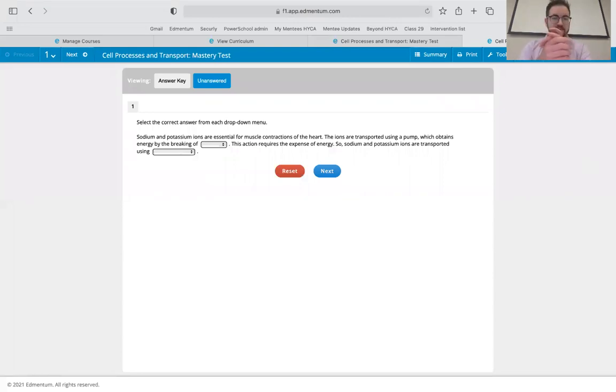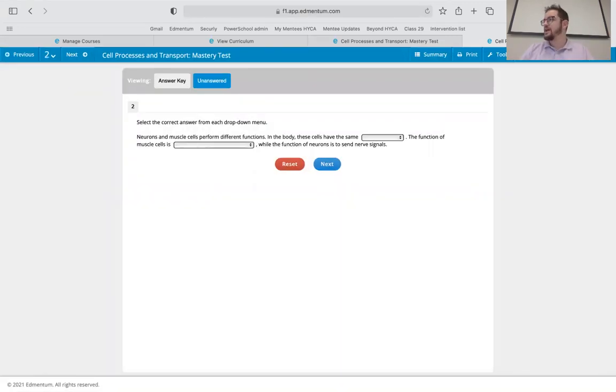So, big thing to learn when it comes to cells and everything else: energy is obtained by breaking something called ATP, okay? ATP, whenever you hear that three-letter acronym, think energy. So it requires energy. Sodium and potassium ions are transported using something called active transport. We transport things, it's called active transport when they choose to move those things. All right.